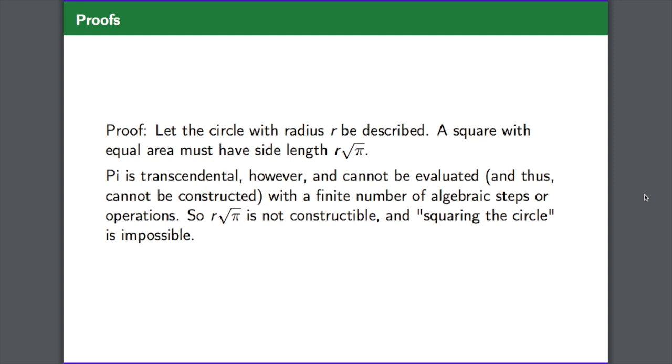Now this is already a problem because pi is what's known as a transcendental number. So a transcendental number can't even be obtained by a finite number of algebraic operations. And because of this, we can't create it with a finite number of algebraic steps, and so it's not constructible. Pi is not constructible, so square root pi is not constructible, and this side length is also not constructible. So squaring the circle is also impossible.